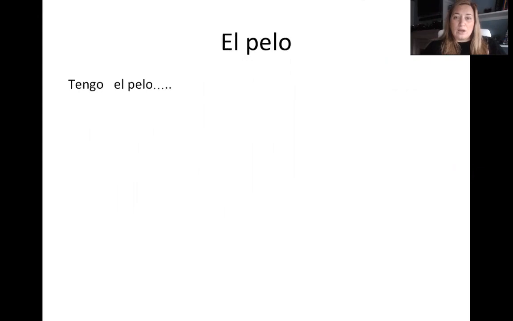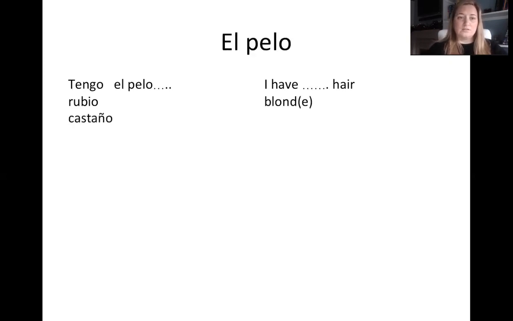Repasamos el vocabulario. Just a little bit of revision of some of that new vocabulary. El pelo, for hair. So, tengo el pelo rubio. Tengo el pelo on its own literally means I have something hair, related to the difference in the word order. In English, we would say, I have blonde hair, I have brown hair. In Spanish, we're saying, I have hair brown. So, tengo el pelo, I have something hair. Tengo el pelo rubio, I have blonde hair.